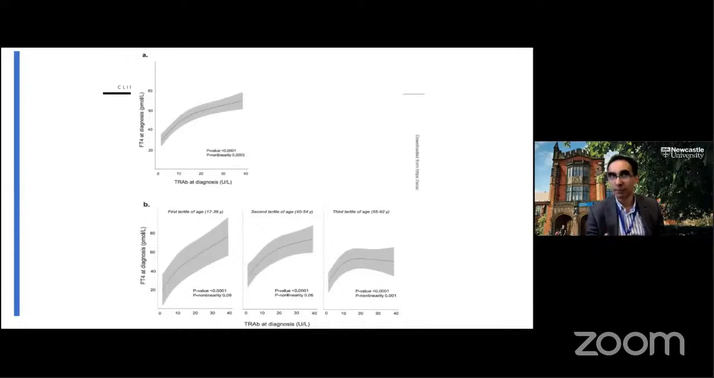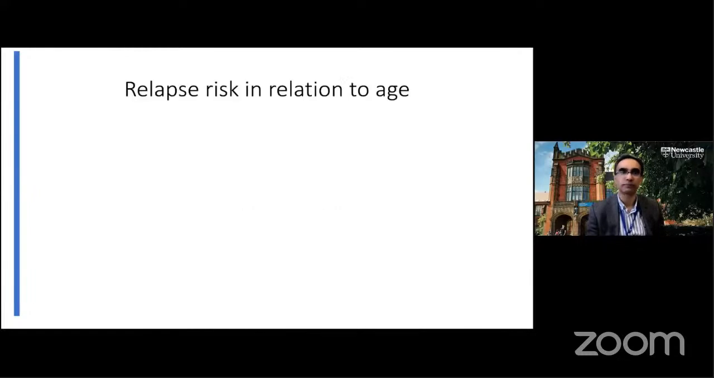Now, we don't understand the mechanism, whether it's the thyroid that becomes less responsive or whether the TRABs themselves might not be as stimulatory or might have more blocking compared to stimulatory antibodies. We don't really understand that mechanism, but this is something to keep in mind, that higher TRABs don't necessarily translate into higher T4 or T3 levels, also for that matter, in older people.